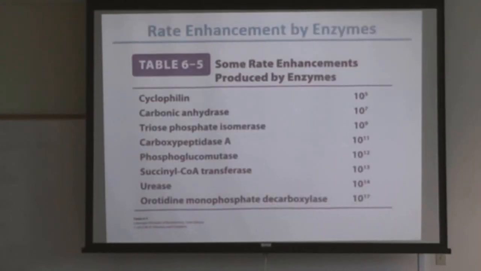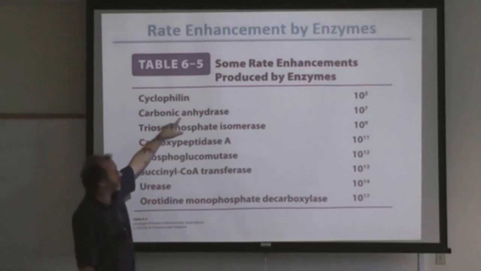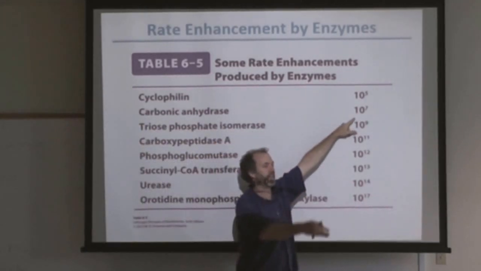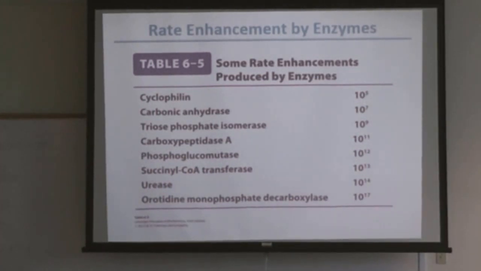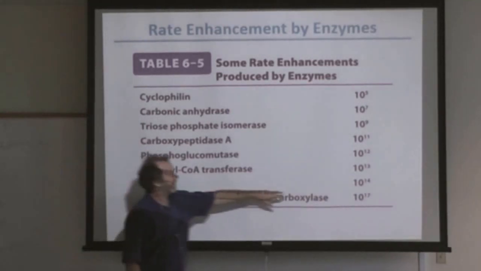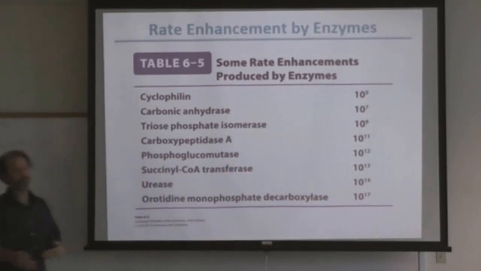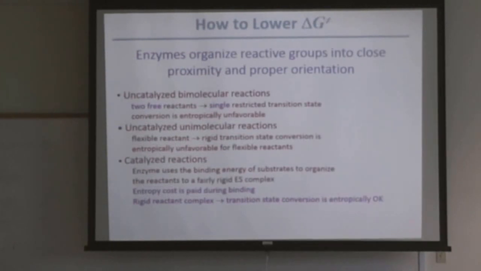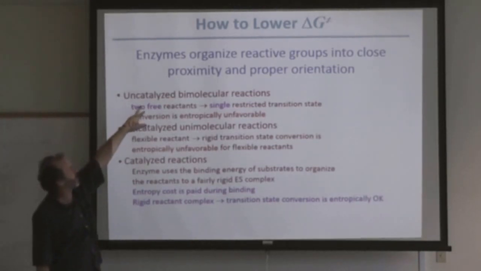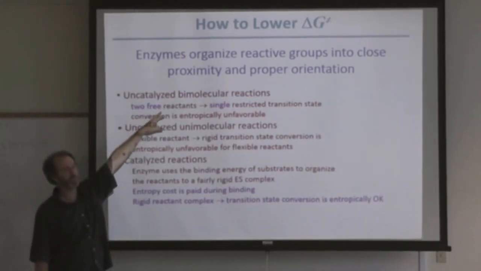And then your table with a number of increased rates. Not increased rates, but rate enhancement. So carbonic anhydrase, you're 10 to the 7 times faster than you would be if that reaction would be occurring naturally. Same thing with urease, the enzyme that breaks down urea. 10 to the 14 times faster than it breaks down naturally. So how does this happen? So for example, one of the methods, if you have an uncatalyzed bimolecular reaction, what has to happen?